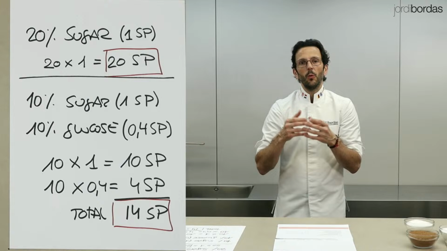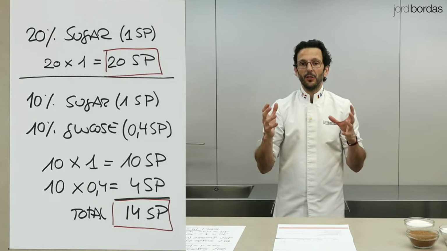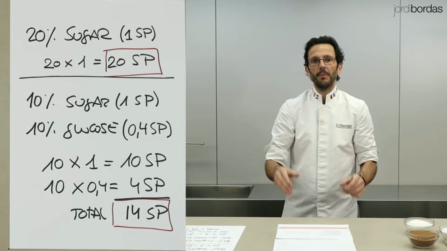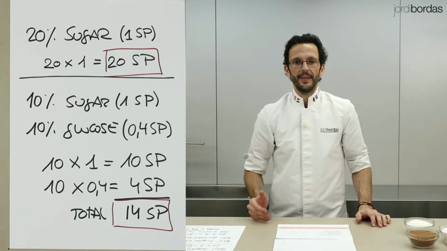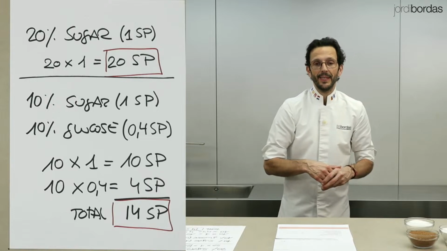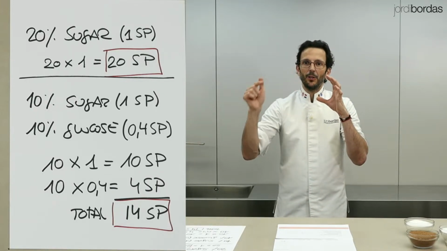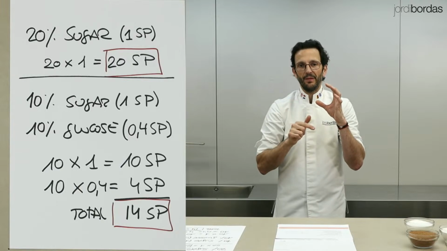Why? Because glucose is going to completely avoid the recrystallization of sugar, and think that macaron, for example, or pavlova, which are recipes that I'm sure you like to prepare, are recipes where the structure relies on the recrystallization of the saccharose sugar that we have inside.